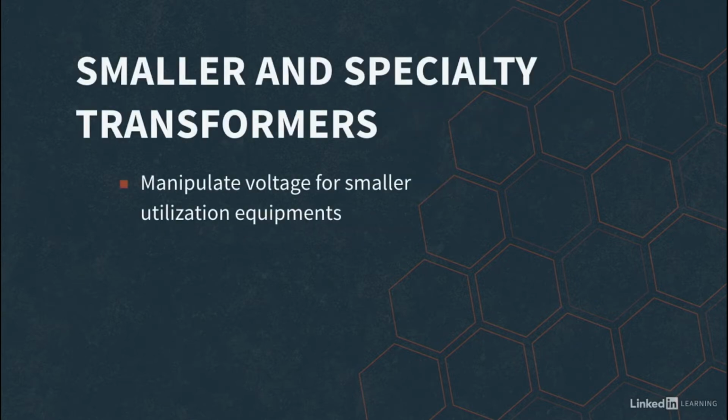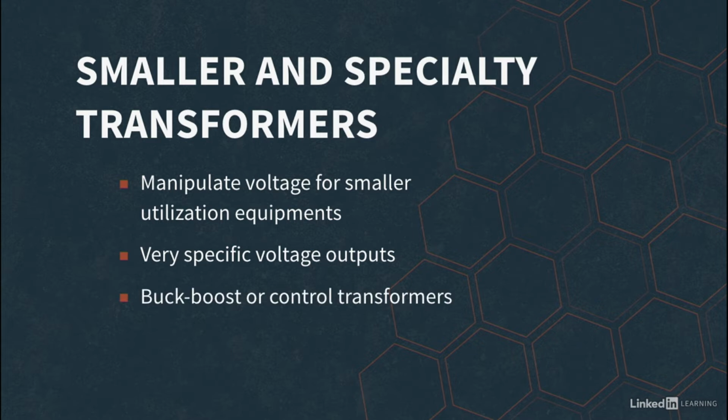Sometimes, smaller, specialty transformers are used to manipulate voltage for a small or single piece of utilization equipment to achieve a very specific voltage. These transformers are not intended for larger loads or systems. They're called buck-boost transformers or control transformers. Usually these transformer coils are completely enclosed, sometimes even surrounded by insulating solids or potted, meaning they are different from dry-type transformers in that way.